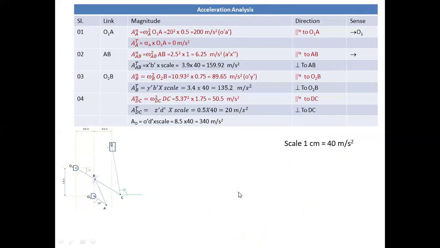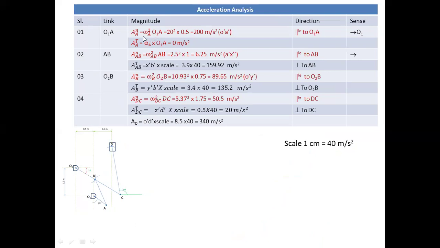Now the next part is the acceleration diagram. Again for the acceleration diagram, we have the normal component of acceleration. Tangential is 0 because the crank rotates with uniform speed. We have the normal component of O1A, the normal component of AB, and the normal component of O2B, and then the normal component of CD and the orientation of slider D. So first we'll determine the normal component value by taking R omega square, where R will be the dimensions and omega will be the angular velocity of the respective links.